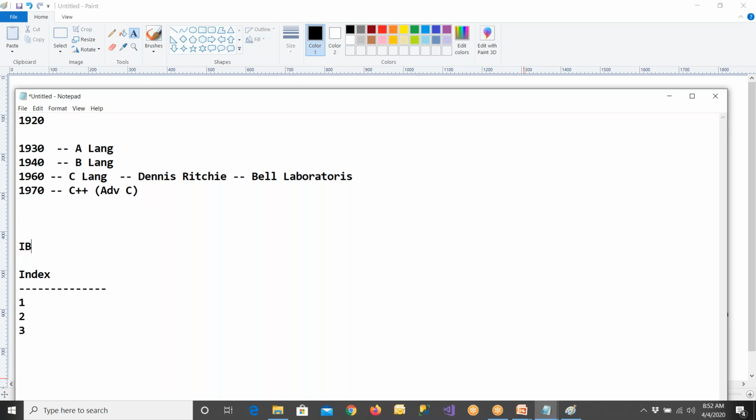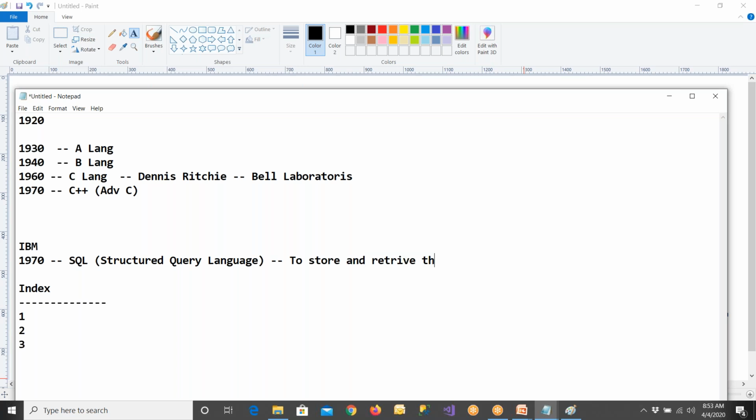And IBM folks, in the same year, invented SQL, structured query language. This is purely for storing the data and retrieving the data in any tool where the DBMS is implemented, which is a very powerful tool to store the data. To store and retrieve the data. So remember this. This is a very easy language.